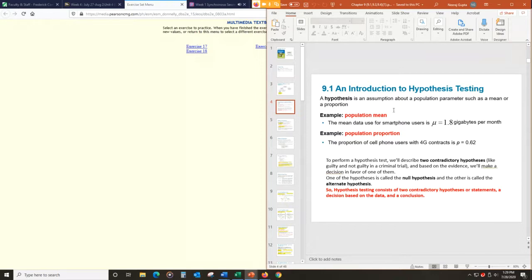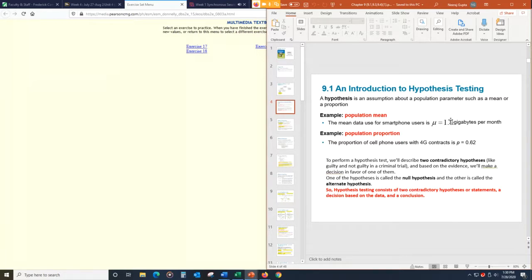Now, a hypothesis is basically an assumption or a statement which you would like to test statistically. So say if I want to test that the mean data of smartphone users is 1.8 gigabytes per month. So my symbolic form of this statement is mu equal to 1.8. But if I say the proportion of cell phone users with a 4G contract is 62%, so my symbolic form will be p, because it is proportion, equal to 0.62, right?